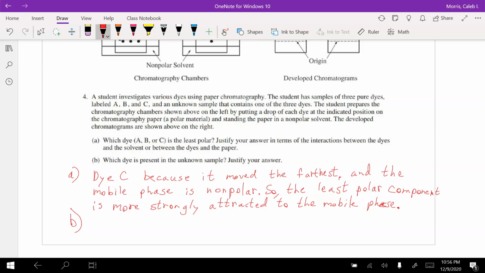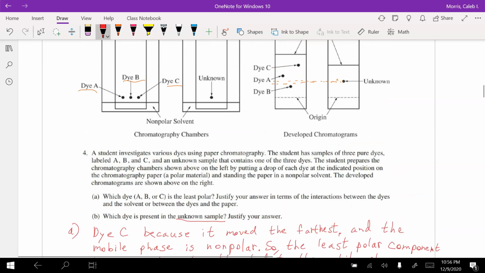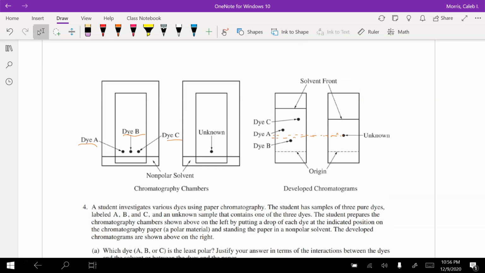It says, which dye is present in the unknown sample? So let's compare the knowns and the unknown. Pay attention to where the solvent front is. So you see that the solvent front is farther on the one on the left than it is on the one on the right. So we're looking at what fraction of the solvent front the unknown moved. So the unknown moved about halfway to the solvent front. So we want to find the dye that moved about halfway to the solvent front, and it looks to me like that would be this dye.